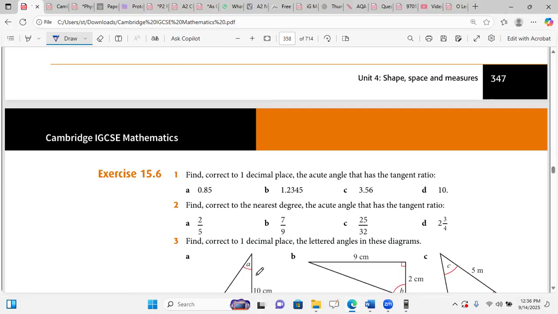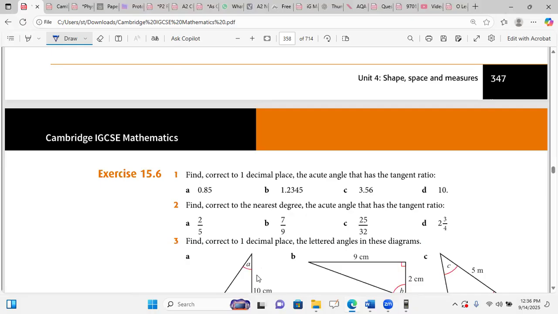So it means we will have to go for tan inverse of this 0.85. We will have to get tan inverse 1.2345, tan inverse 3.56, tan inverse 10, and get those values and write those values up to 1 decimal place only.